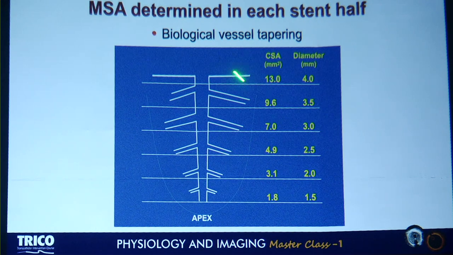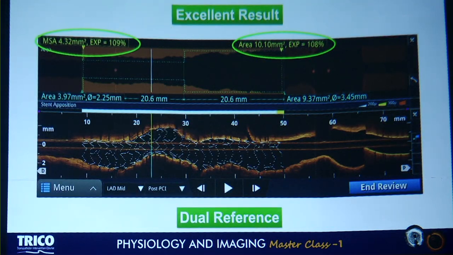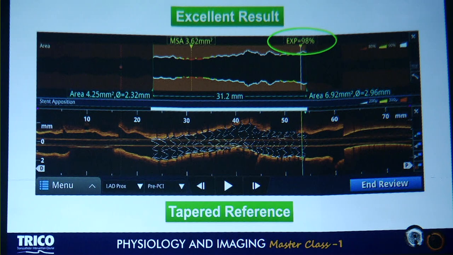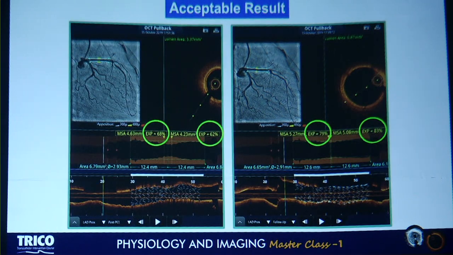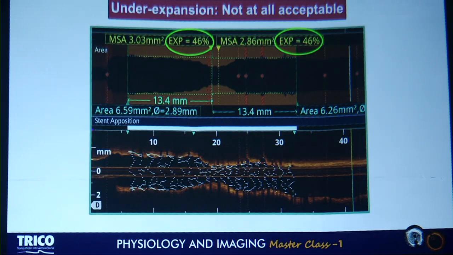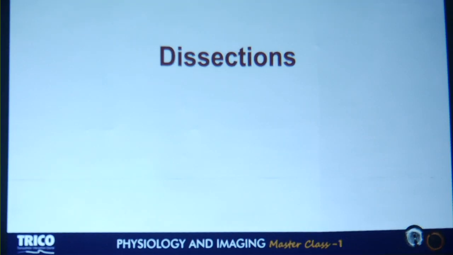Again, this is an important cartoon showing cross-sectional area and diameter comparison. This is an excellent result where we are achieving 100% expansion on both sides. This is again a very fine result. This is a tapered reference at around 98%. This is acceptable where it is around 80%. And this is not at all acceptable, where you can see expansion of about 46%.